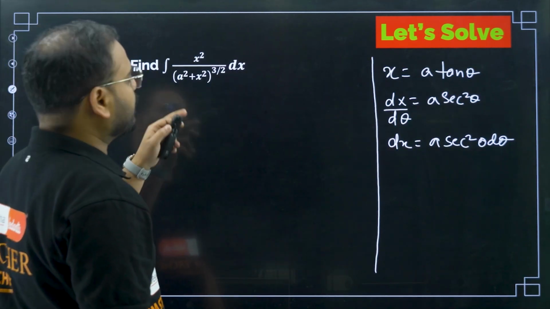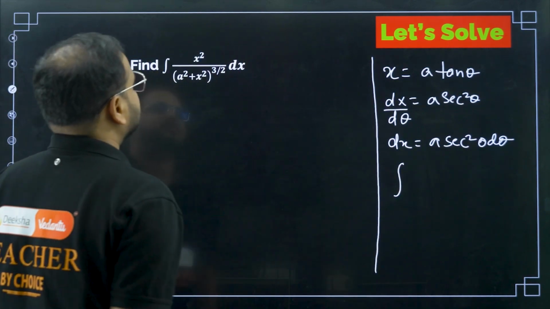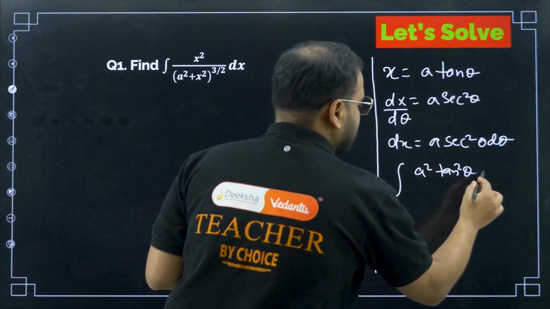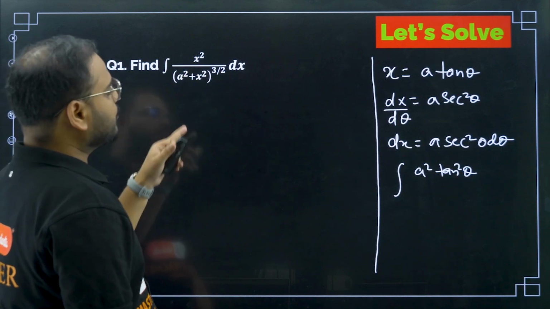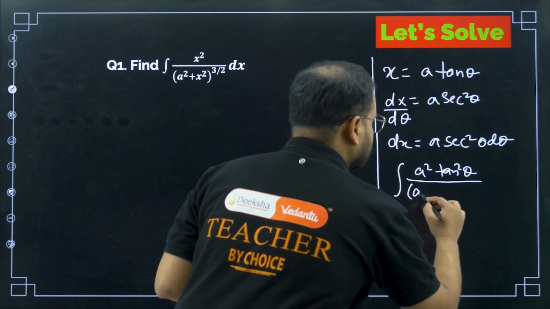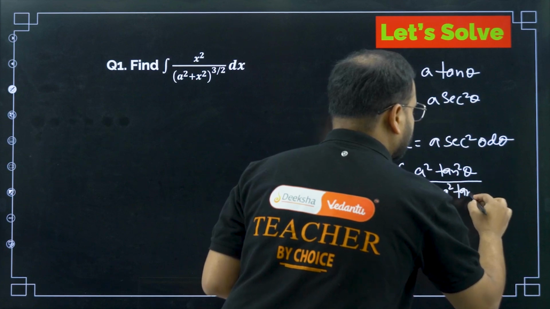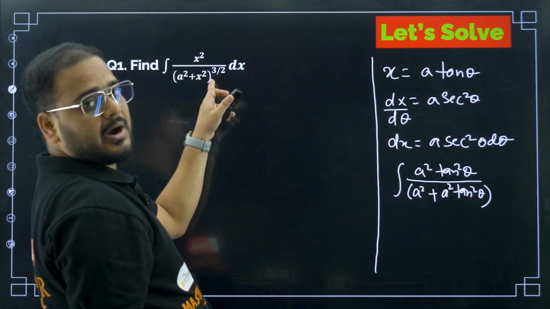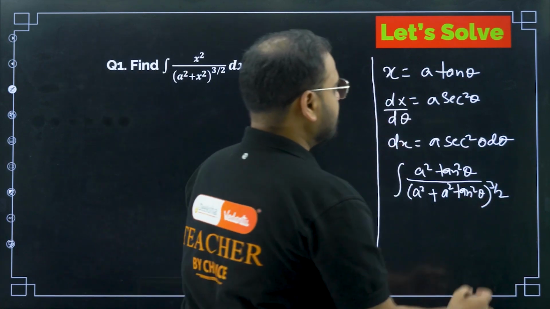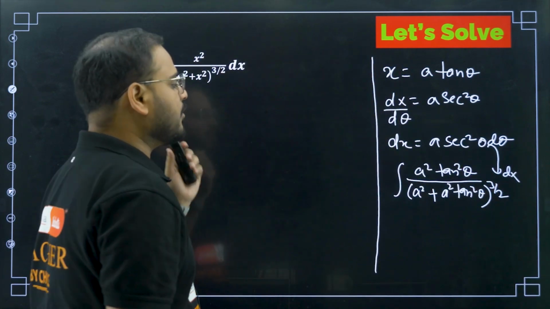Now if I use the substitution over here, what am I going to get? I'll have this integration as x square will become a square tan square theta. This is just for x square. What about the denominator? For this I'll get a square as it is, plus x square, which is a square tan square theta again. So a square tan square theta, whole power 3/2. Write it here as 3/2. What is dx going to be replaced by? The same thing over here, a sec square theta d theta. Not enough space, so I'll write it on this side. Please have a look.